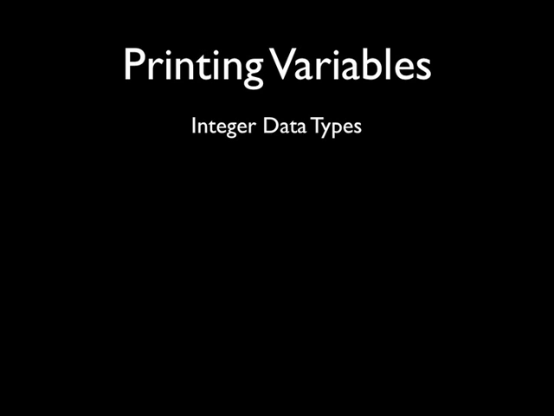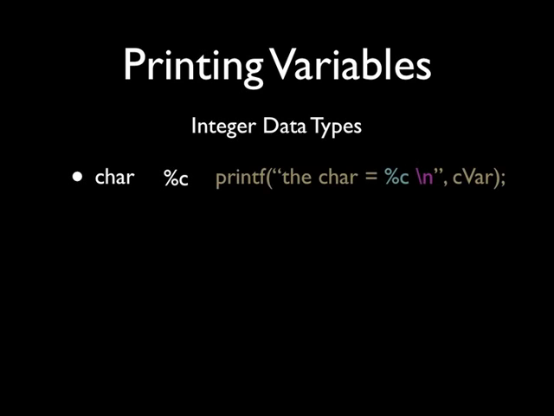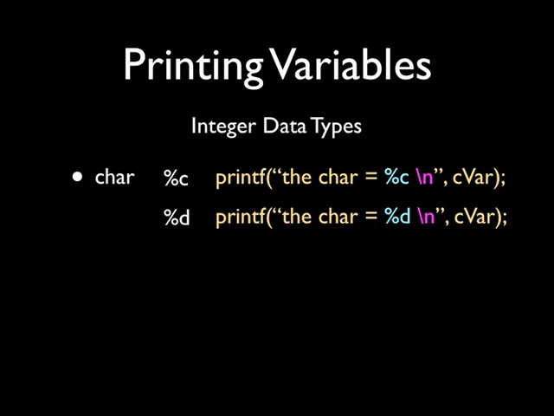So if we want to print out some integer data types, like char, we can use %c. This will print out, the char equals, and whatever that character is. So if you stored 65, you'd get a capital A out on the screen. However, we can also use %d to print out the actual numerical value the char is representing. So if, once again, we have the capital A stored there, using %d, we'll print out the value 65 to the screen.